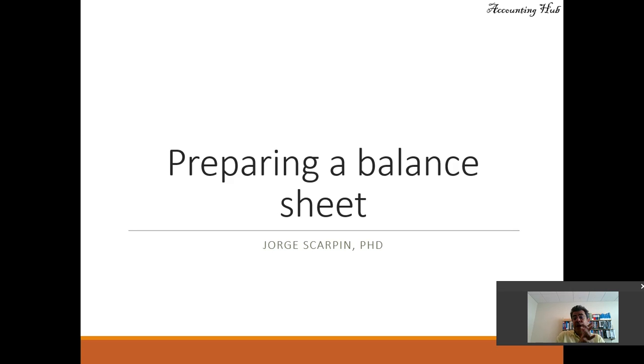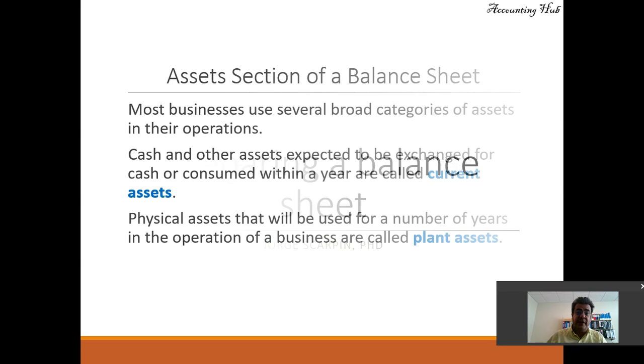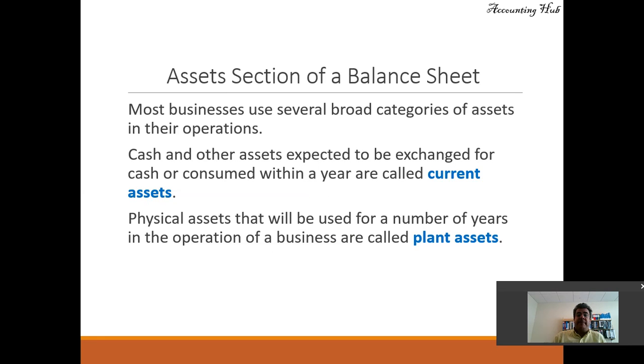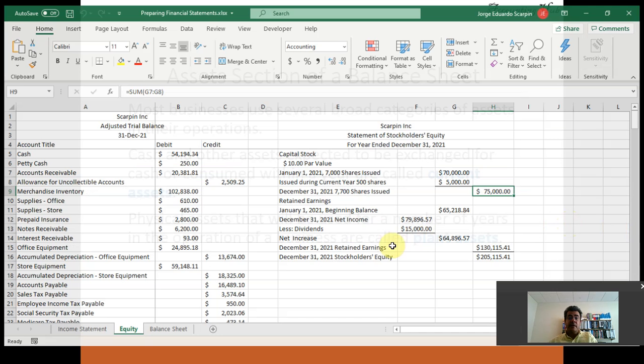So a balance sheet is where we combine assets, liabilities, and equity, or stockholders' equity. How do we do that? First, the asset section of a balance sheet. Most businesses use several broad categories of assets in their operation. Cash and other assets expected to be exchanged for cash or consumed within a year are called current assets. On the other hand, physical assets that will be used for a number of years in the operation of a business are called plant assets or non-current assets. So let's go to our Excel file and check it.